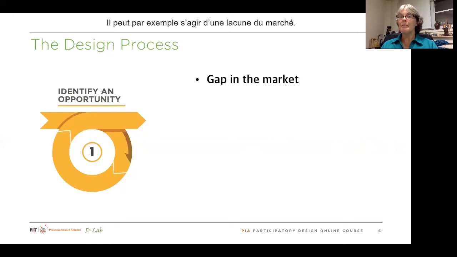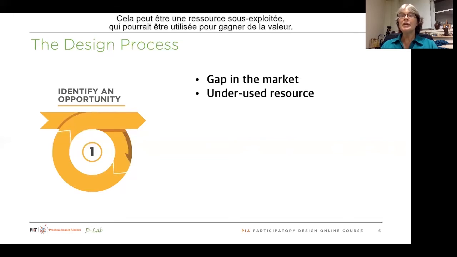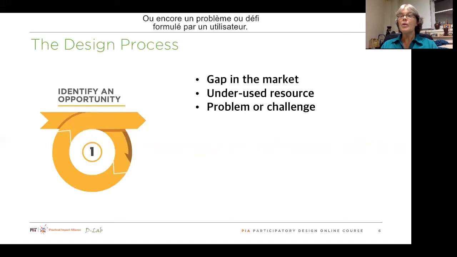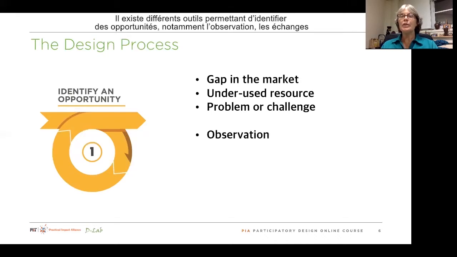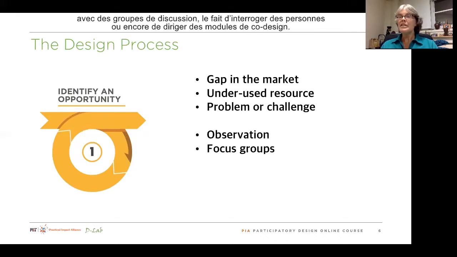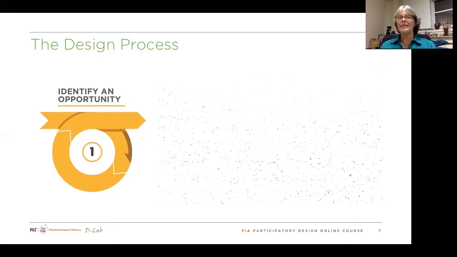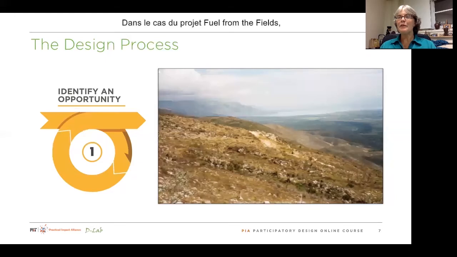This could be a gap in the market. It could be an underutilized resource that could be used to gain value, or it could be a problem or challenge that's been articulated by a user. Different tools that can be used in order to identify opportunities include observation, having discussions with focus groups, interviewing people, or running co-design sessions.